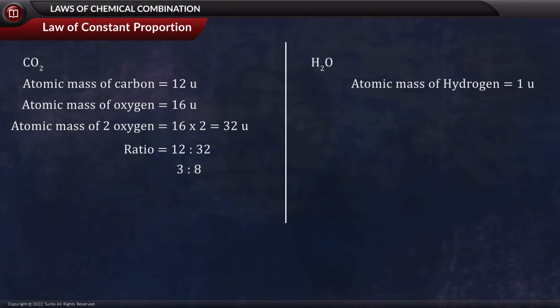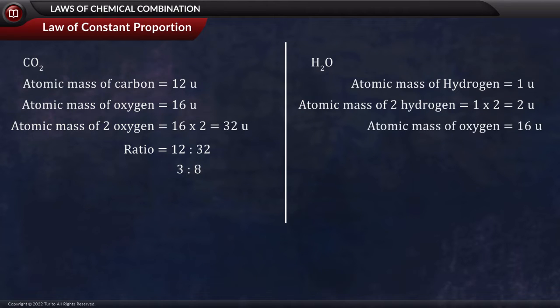Similarly, for H2O, here the atomic mass of hydrogen is 1 amu. The mass of H in this compound is 2 into 1, that is 2 units. The atomic mass of oxygen is 16 u. So the ratio at which H and O will combine to give water is 1 to 8.